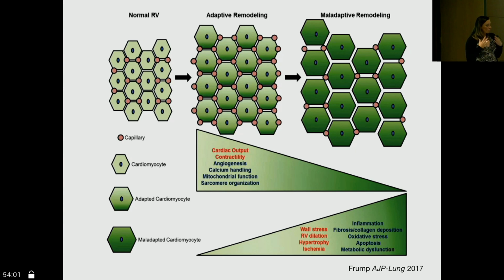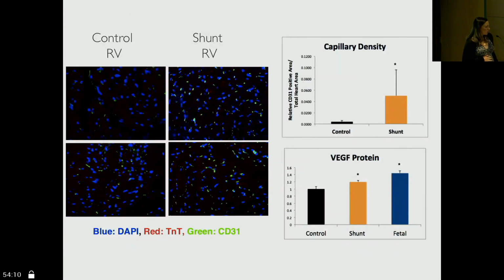And so one of the hallmarks then of adaptive hypertrophy is not just the physiologic performance that I've shown you, but what their angiogenesis and capillary ratios are. We found that the capillary density in our shunted animals in the RV, this is staining where CD31 is shown in green, which is an endothelial cell marker. DAPI is a nuclear marker, and then it's really not showing up very well there, but TNT is a red myocardial myocyte marker.